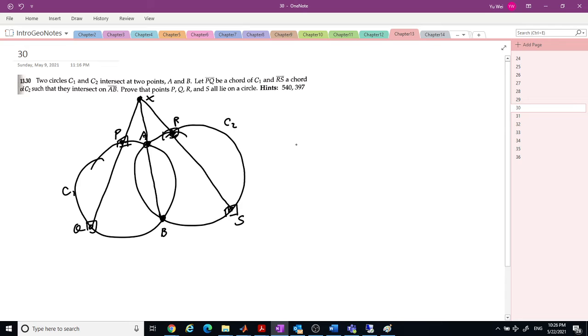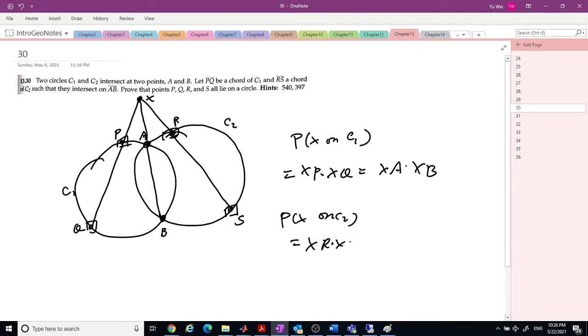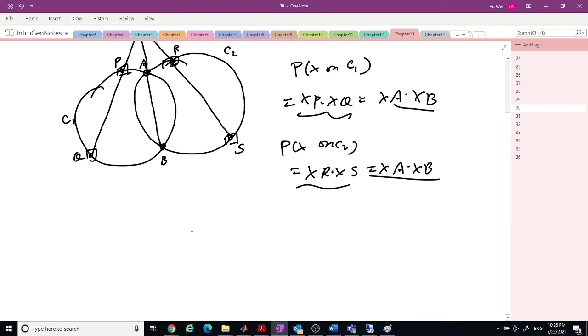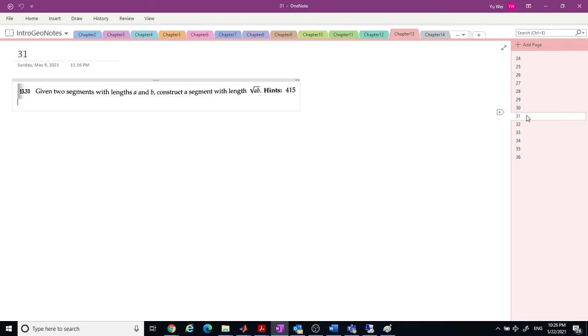First, the power of point X on C1: we have XP times XQ is equal to XA times XB. Power of point X on C2: we have XR times XS is equal to XA times XB. From here to here, we know this one, right? According to the power of a point, you can know P, Q, R, S are concyclic. Okay.